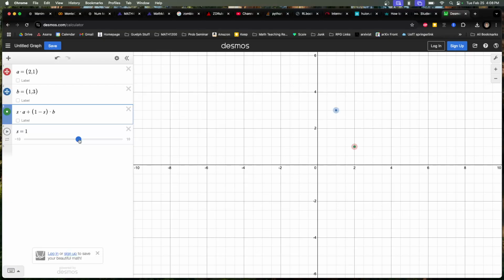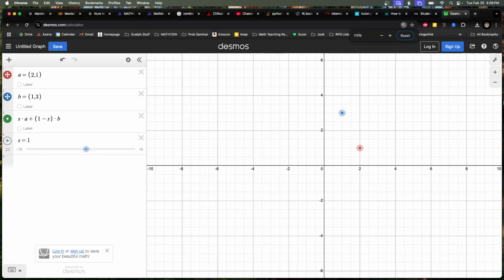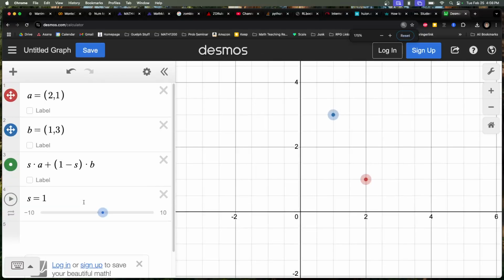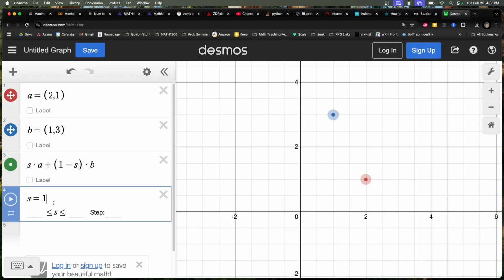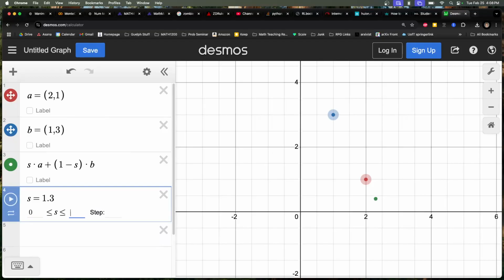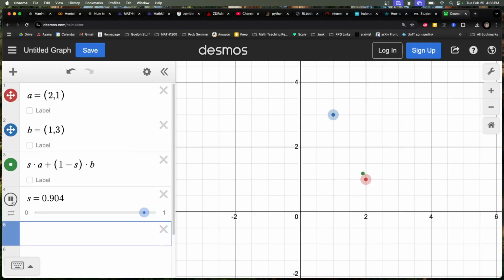When S equals 1, let's see if we can make this a bit bigger by zooming in. Okay, so when S equals 1, what is this combination? Well, it's just 1 times A, so that's exactly A. When S equals 0, that's the other side. But what happens when it's in between? Oh, look at this. So if I play it, let's make it go from 0 to 1, and let's have it animate back and forth. What is S times A plus 1 minus S times B doing?